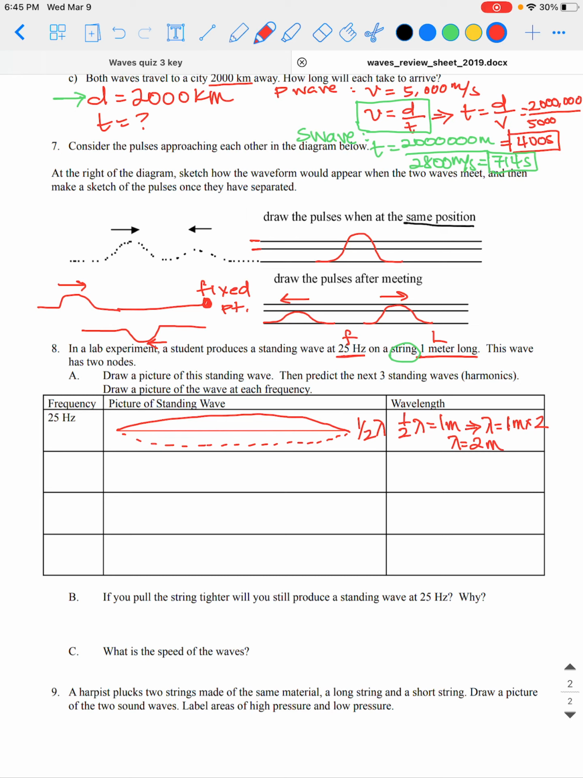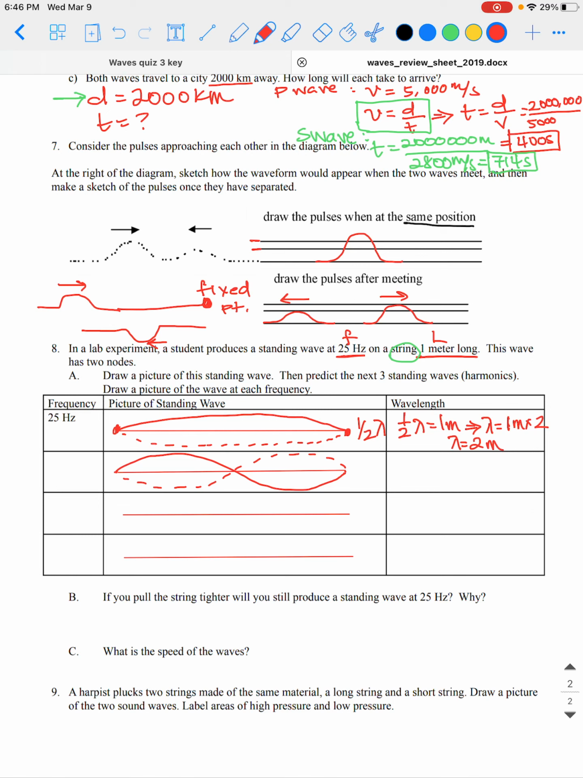Predict the next 3 standing waves. So in this type of standing wave with 2 fixed nodes, if I continue to have the same length for each one, I'm always going to have to end with a node at the end. So I have 2 nodes to start. I'm going to have 3 nodes in the next harmonic and 2 antinodes. So it always increases by 1.